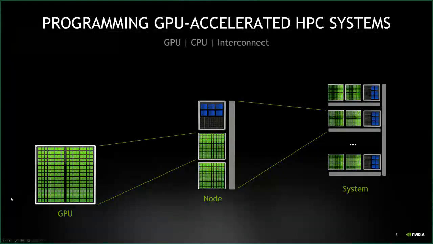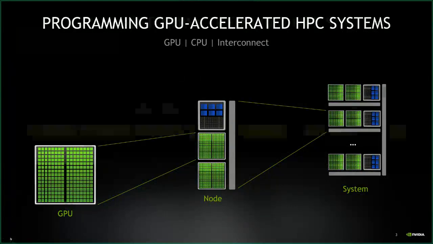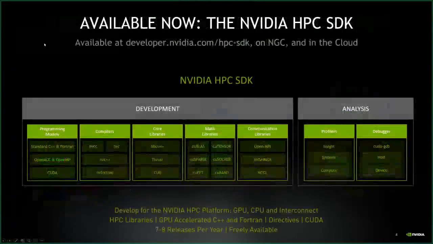And so what is the product that NVIDIA provides now to support all those various programming models and issues from developing on a supercomputer? That is the NVIDIA HPC SDK. So it's available totally for free. There's no cost using the HPC SDK or any of its components.